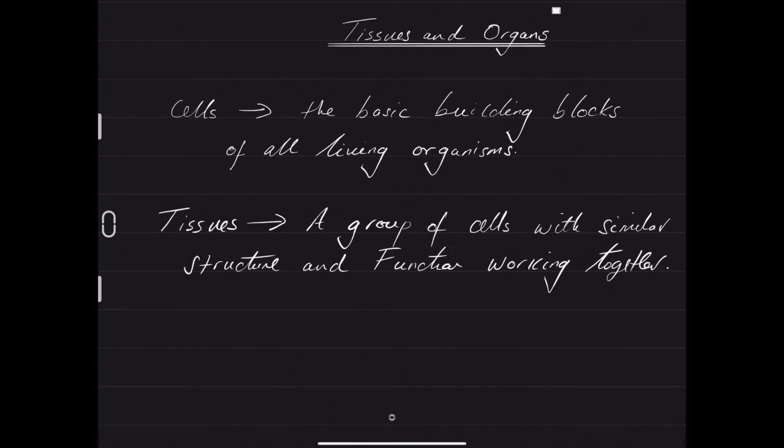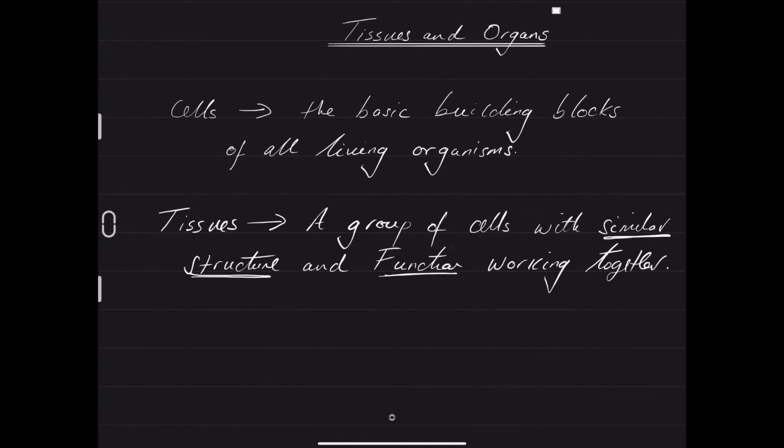Now, this is important because this sentence has a number of key words which you need to make sure that you are comfortable with. The first thing is that the tissues are a group of cells. So there are a number of cells working together here. The first key point here is the word similar. The cells have to be similar in structure. And secondly, they have a similar function.